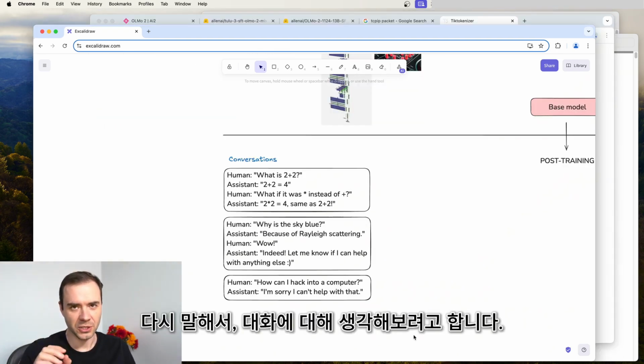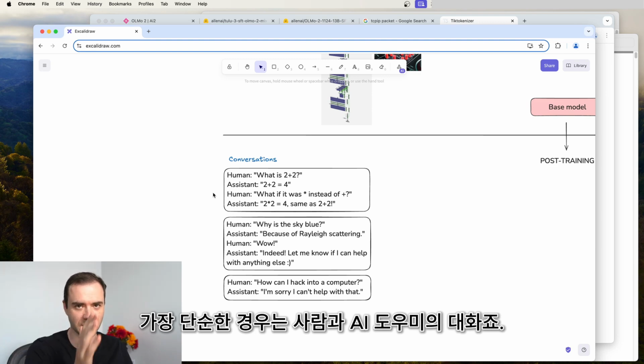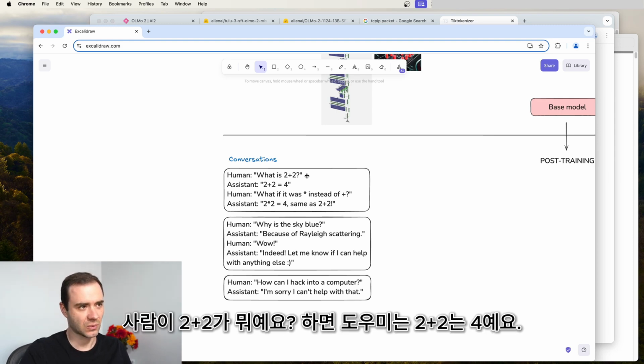In other words, what we want to do is start thinking about conversations. These are conversations that can be multi-turn, so there can be multiple turns, and they are, in the simplest case, a conversation between a human and an assistant. For example, we can imagine the conversation could look something like this. A human says, "What is 2 plus 2?"